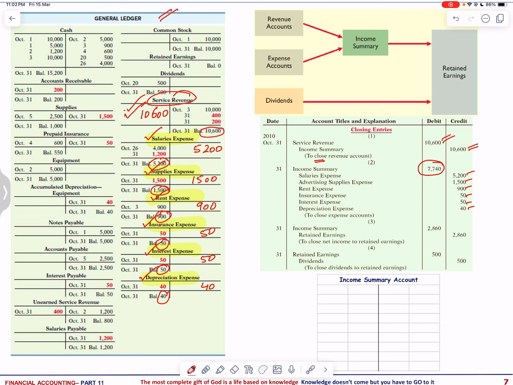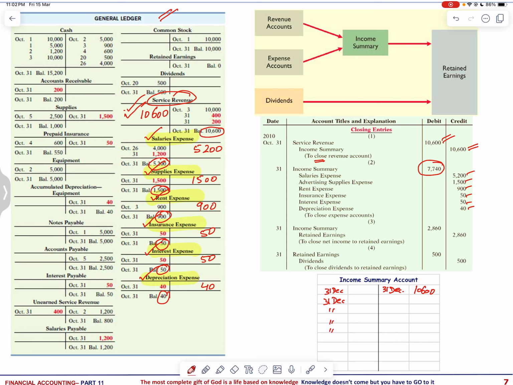Next, we have to make the income summary account, and we are going to close it to retained earnings. So you can see that here income summary is credited by 10,600, and remember that all these closing entries are at the end of the period. So end of the period means 31st December. So income summary is credited by 10,600, and at the same time income summary is debited on 31st December.